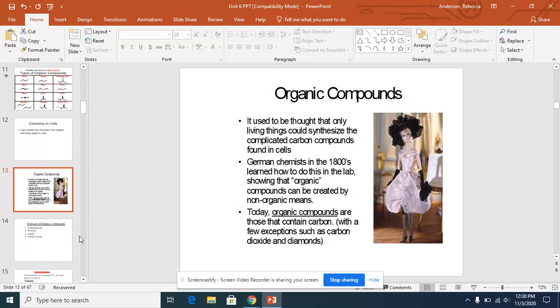So organic compounds, just a little review, it used to be thought that only living things could synthesize carbon compounds found in cells. But German chemists in the 1800s learned how to do this in the lab, showing that "organic" compounds can be created by non-organic means. Today, organic compounds is basically anything with a carbon except there's just a couple exceptions such as carbon dioxide and diamonds.